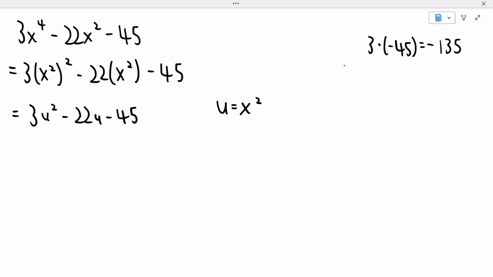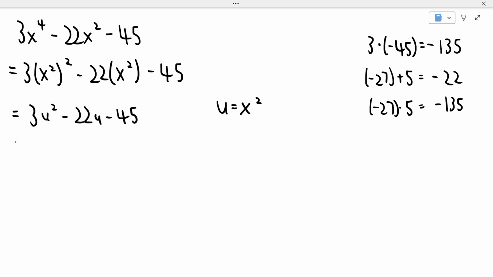The two numbers with this property are negative 27 and 5, because negative 27 plus 5 is equal to negative 22, and negative 27 times 5 is equal to negative 135. So now we just need to take the two numbers, negative 27 and 5, and split the middle term with these two numbers as coefficients. So this means we need to rewrite the negative 22u term as negative 27u plus 5u, which is equivalent since negative 27 plus 5 is equal to negative 22.